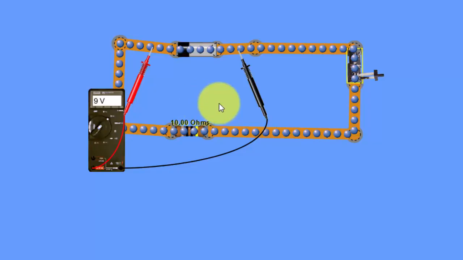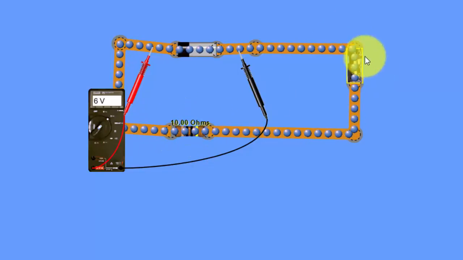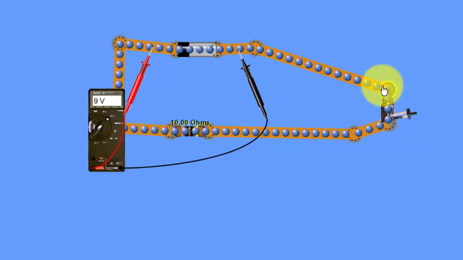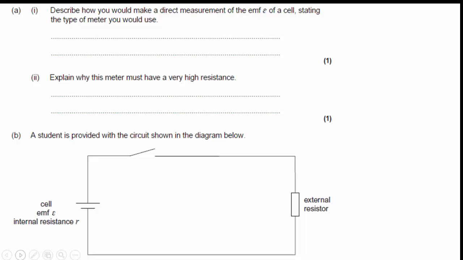Okay, so if I close the switch again, I'm getting the voltage across the component here. If I open the switch, I'm getting the voltage across, just as though I was taking it across the internal cell, the ideal cell on the inside. Okay, alright, so hopefully that will help us understand the next bit of the question.